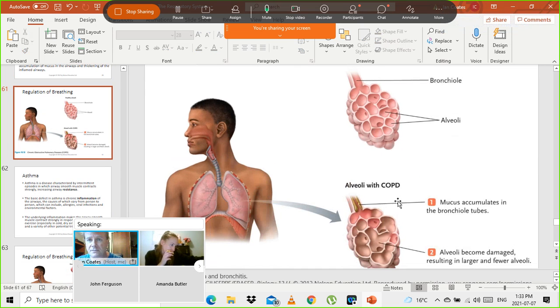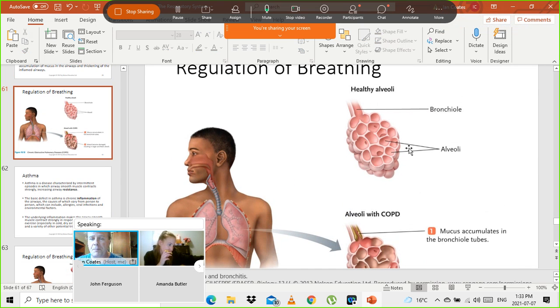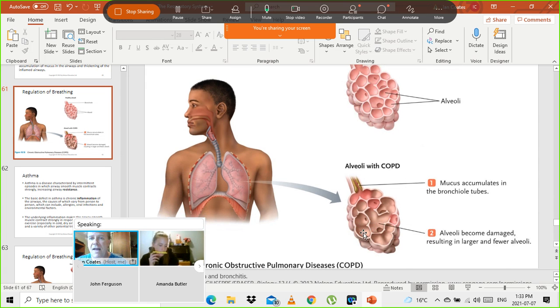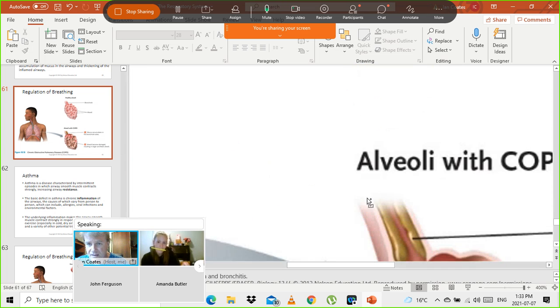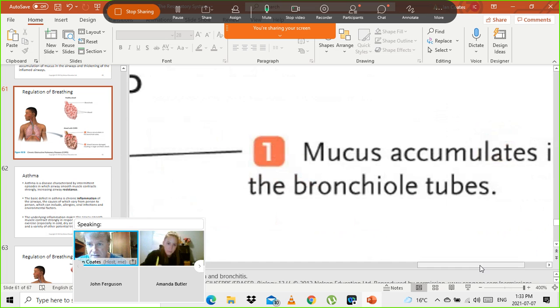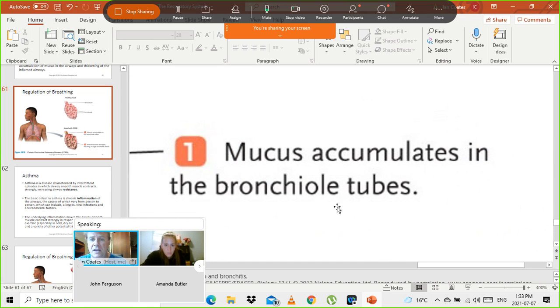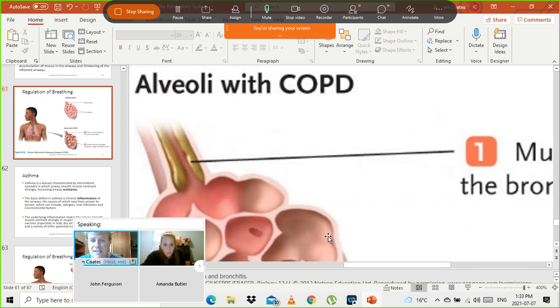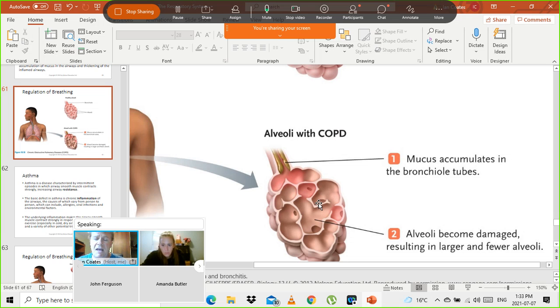Have a look here. Here's a beautiful pink, healthy alveoli. Okay. Alveoli there with COPD, and I'll zoom in a little bit here. What the heck is that? Mucus accumulates in the bronchi. As I said, if these guys don't have any cilia, then that mucus has no way of getting out. And then that mucus just pools and collects bugs, bacteria, cancer stuff, you know what I mean?